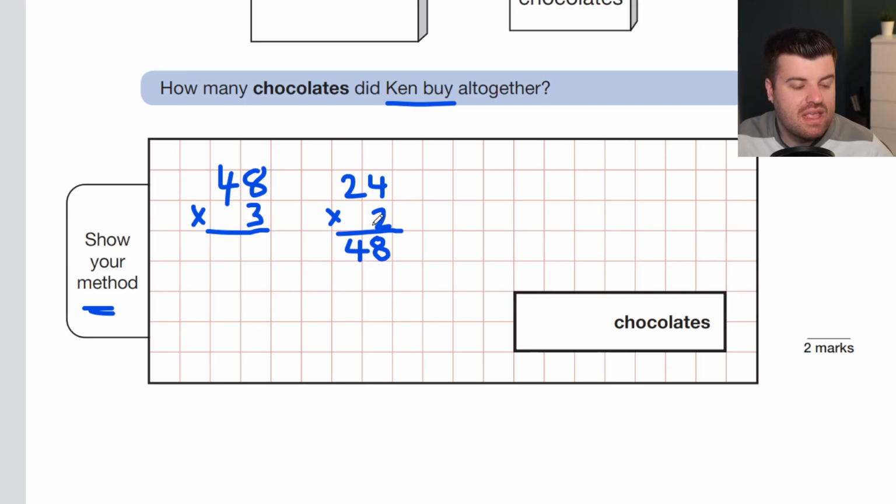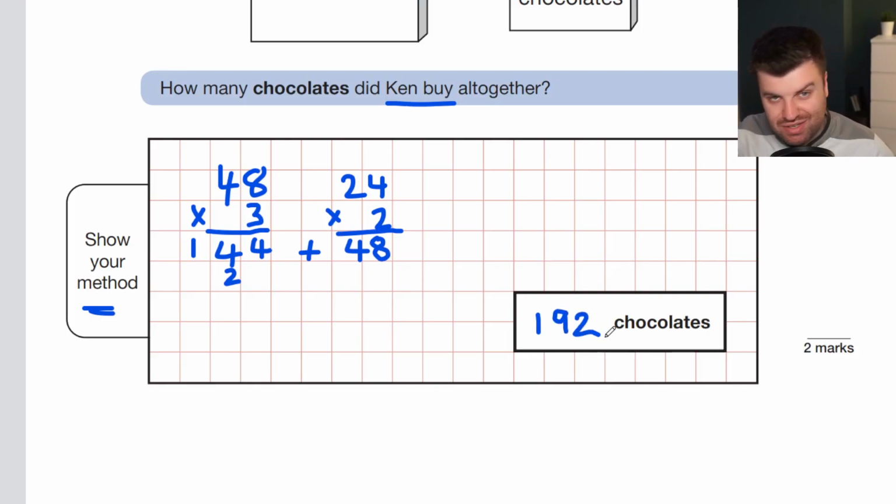That's 48. Now you might notice, actually, it's another lot of 48. So we could do 48 times 4. I'm just going to do this to make sure I get it right. It's up to you if you're more confident with those shortcuts. 8 multiplied by 3 is 24. And then 3 multiplied by 4 is 12. Plus the 2 is 144. Then we just got to combine them. 144 plus 48 is 192 chocolates in total.